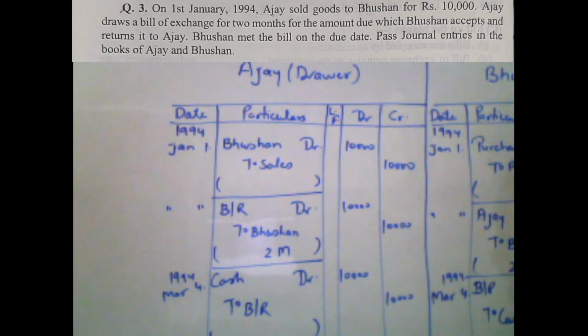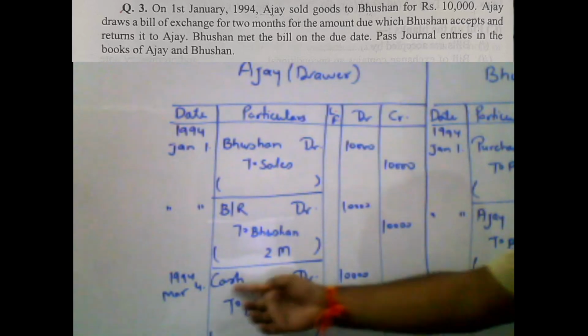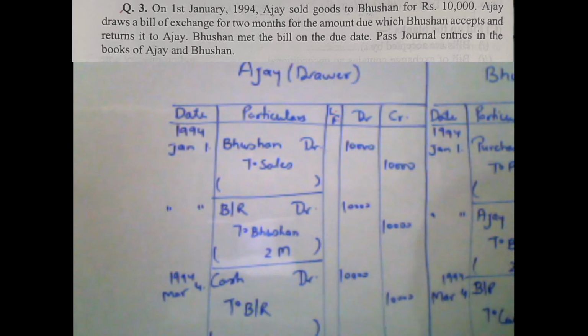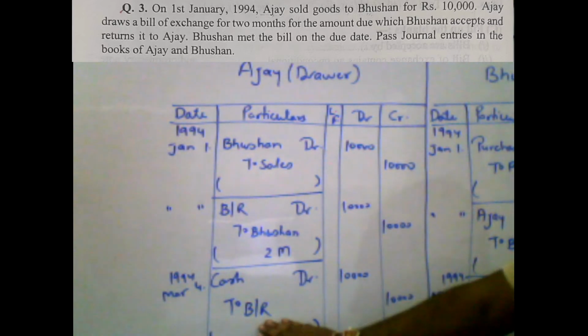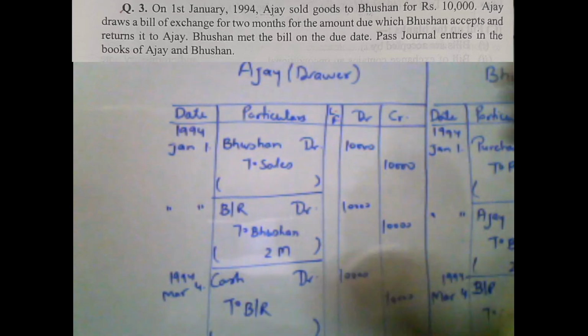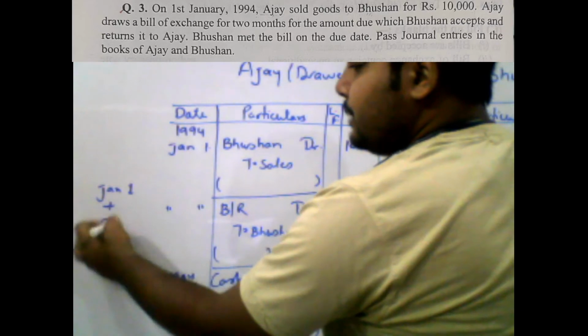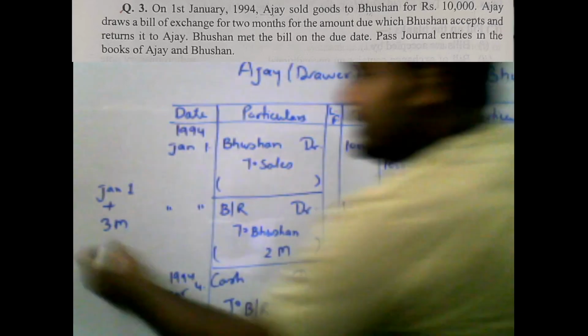And you can see that Bhushan met the bill on the due date, भूषण ने ड्यू डेट पे पेमेंट कर दिया। सो यू नो वेरी वेल, भूषण ने अगर ड्यू डेट पे पेमेंट किया होगा तो किसको किया होगा, अजय को किया होगा। सो who is the receiver, अजय। सो अजय को पैसा मिला होगा, सो अजय के बुक में क्या हो जाएगा, कैश अकाउंट डेबिट टू BR। And कब पेमेंट किया, on due date. And you know very well ड्यू डेट कैसे निकालते हैं, how will we calculate the due date, bill date that is January 1 plus 3 months plus 3 days of grace.